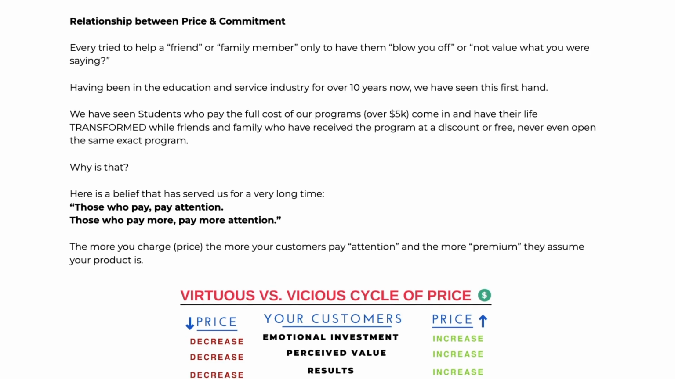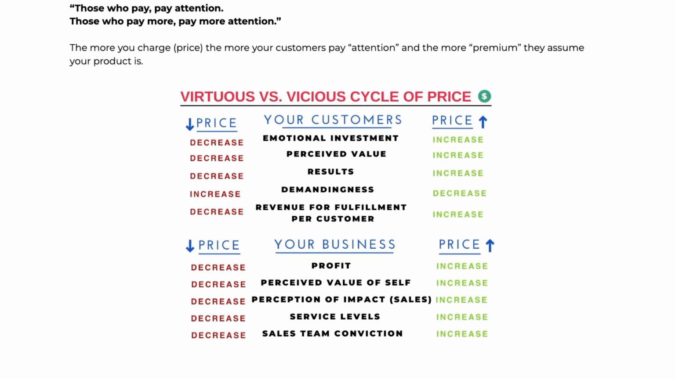This is what is referred to in the game of business and money as the virtuous versus the vicious cycle of price. The more your price goes up, the better experience your customers have and the better experience your business has. The emotional investment, the perceived value, the results, the demandingness, and the revenue for fulfillment per customer goes up as a result of your price going up, right? Even if you don't change anything else, just by increasing your price, it has that big of an impact.